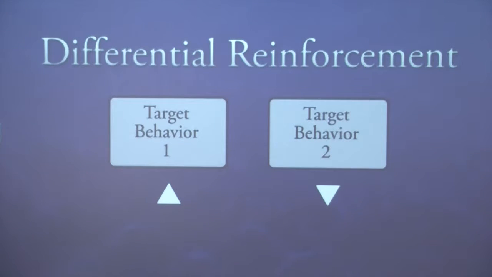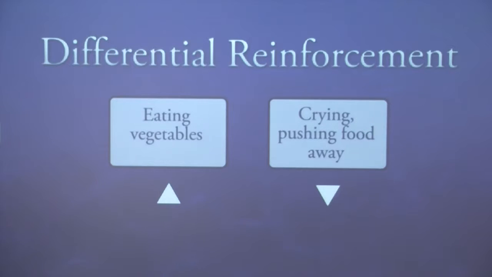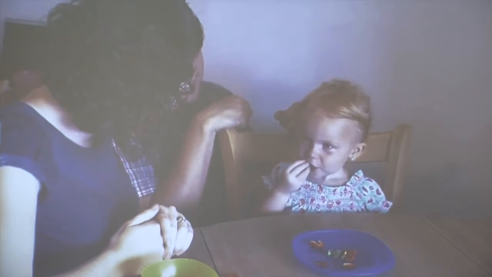Here's an example of using differential reinforcement. If Jill's parents decide to use differential reinforcement to decrease food refusal and increase eating vegetables, they might ignore the crying and pushing the food away and provide praise and a small piece of Jill's favorite treat in response to Jill eating vegetables. If Jill starts eating more vegetables and stops crying and pushing food away, then it can be called differential reinforcement. Differential reinforcement is the most widely known and most effective technique to reduce problem behaviors.